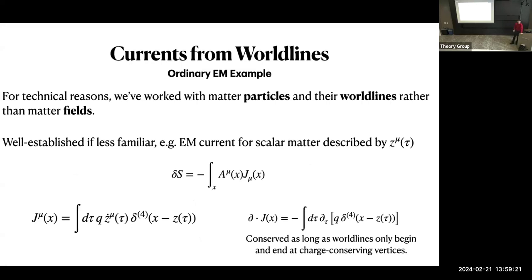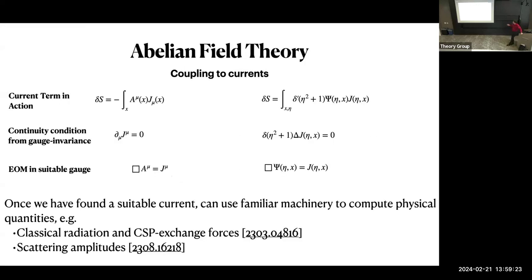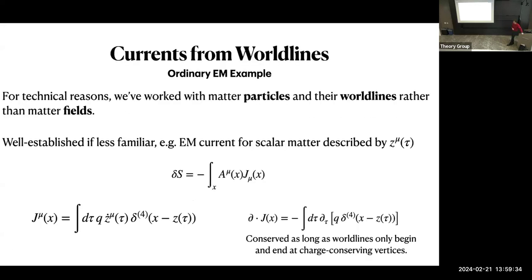But J is made up of either fields with the same row or different row. No, so J of eta x is a current that's gonna live in this superspace. Yeah, but they will be made. And it's gonna be built out of matter. And I'll tell you in the next slide what it's built out of.